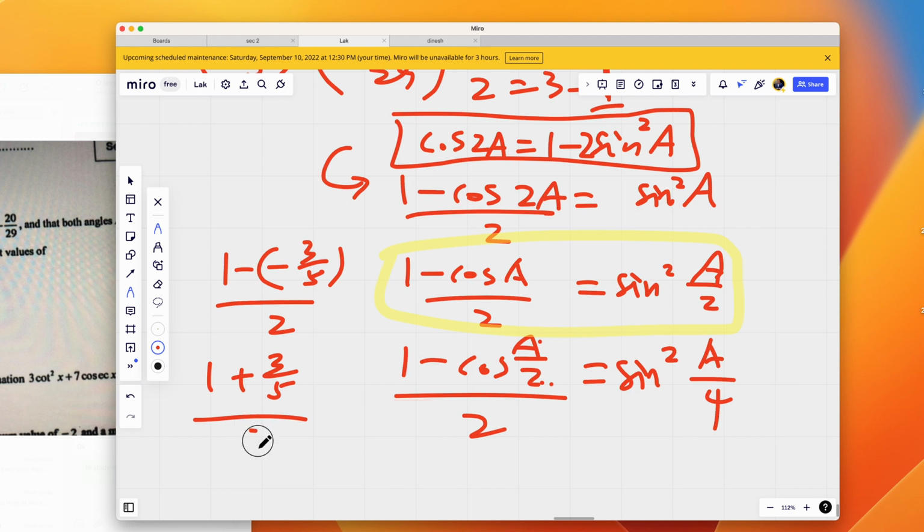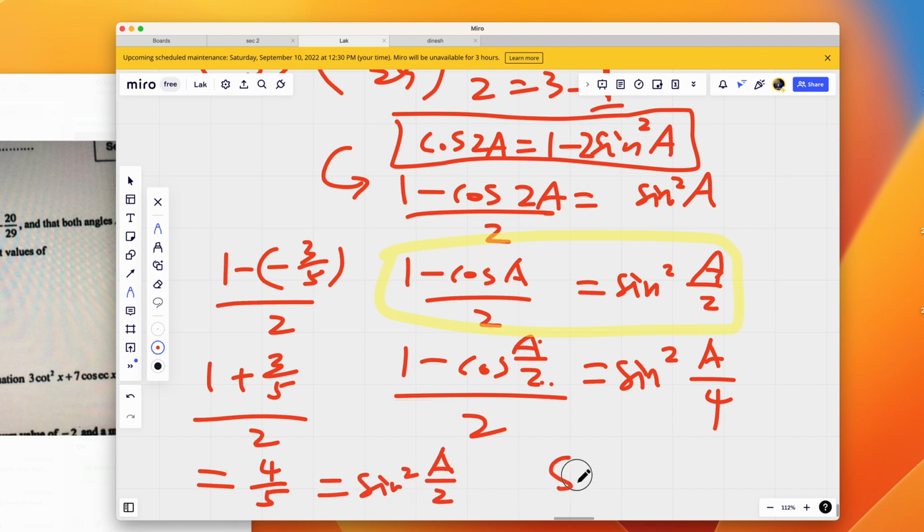Can you help me out? 3 over 5. And then sine square, right? 4 over 5. Okay, good. I want the final answer, okay? Final. And then this is equal to sine square a over 2, right?